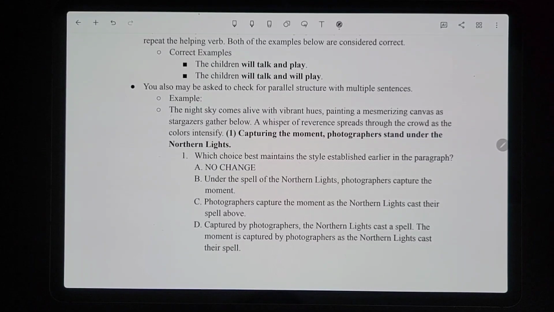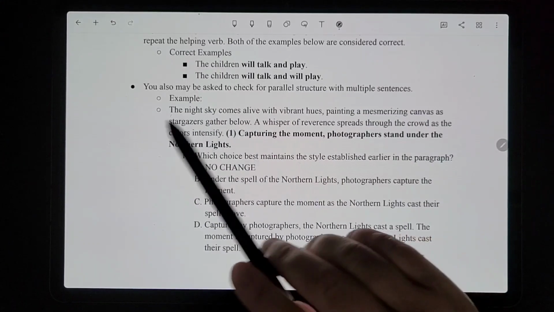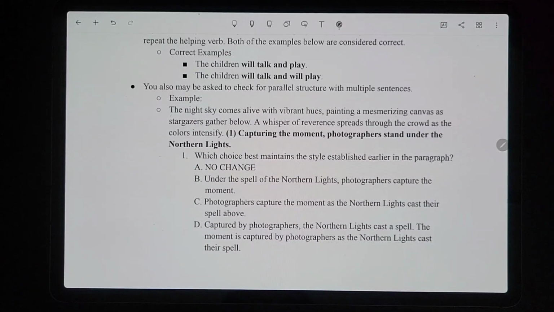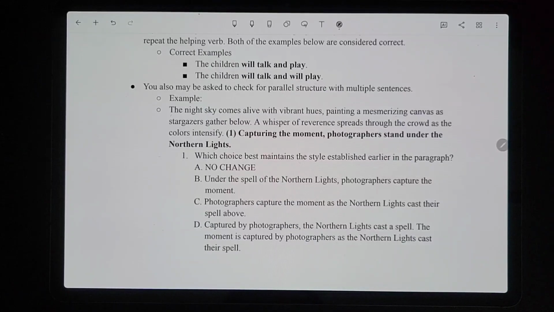Now, sometimes you'll be asked to check for parallel structure with multiple sentences. So again, it's just matching, but instead of matching in a list of things, it's matching sentences and how they're formed. For instance, in this example, it says the night sky comes alive with vibrant hues painting a mesmerizing canvas as stargazers gather below. A whisper of reverence spreads through the crowd as the colors intensify, capturing the moment photographers stand under the northern lights. So the bolded portion right here, this sentence, capturing the moment photographers stand under the northern lights, we're being asked about that. Which choice best maintains the style established earlier in the paragraph?